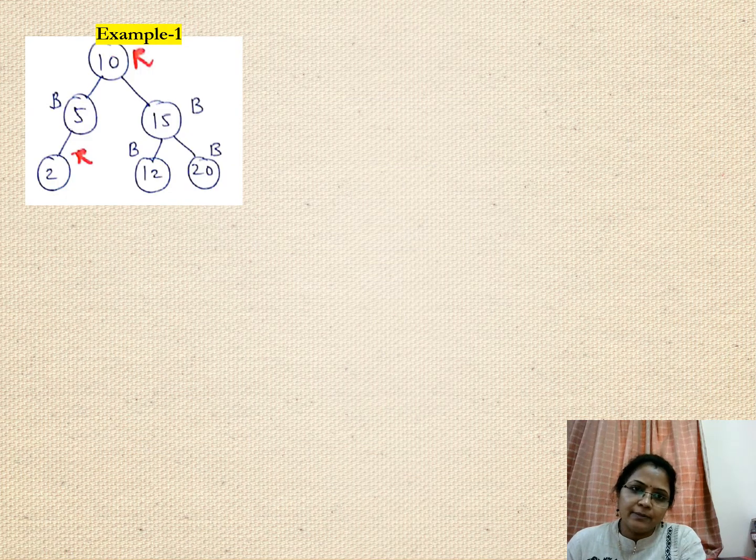Now again we'll be checking some more examples. So now this tree is given to you. Here 10 is a red node, explicitly written as R, and this 2 is also a red node. You can verify that from the first property your root node must be black, and this is red. So I can't say it's a red black tree.